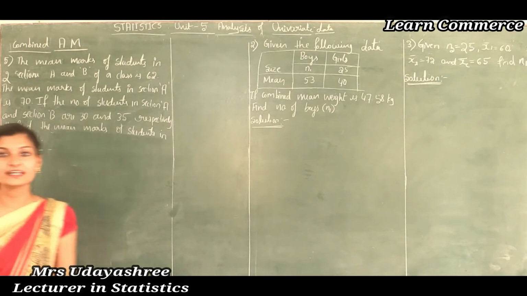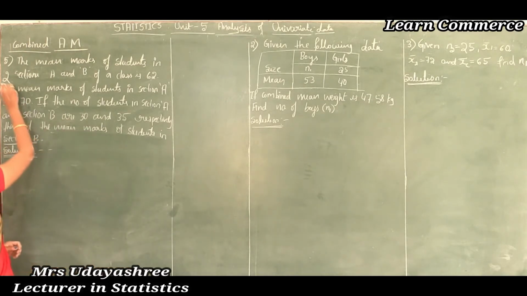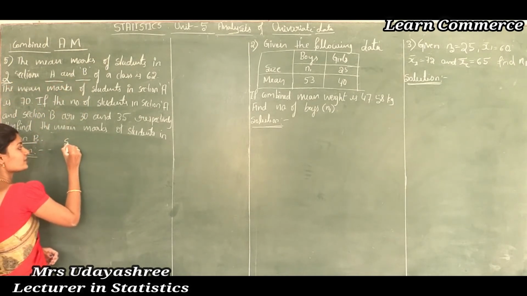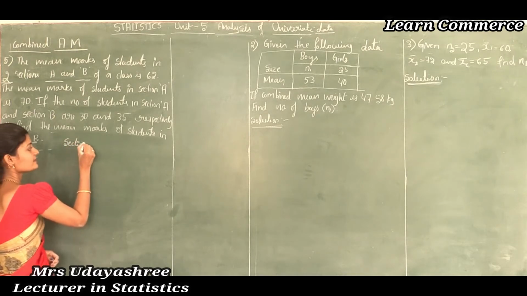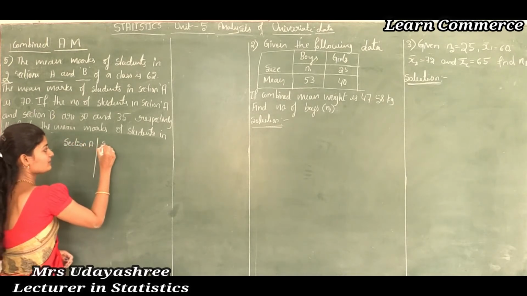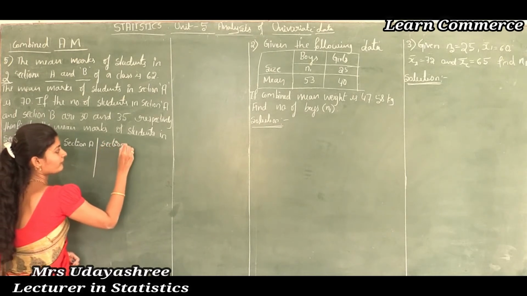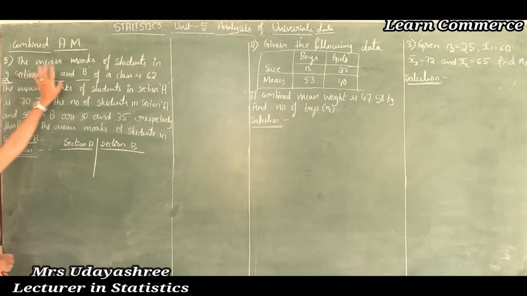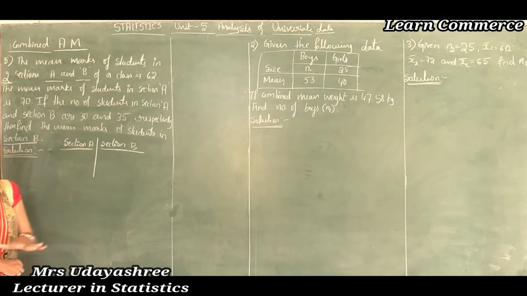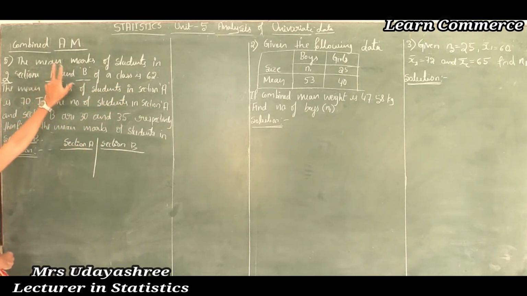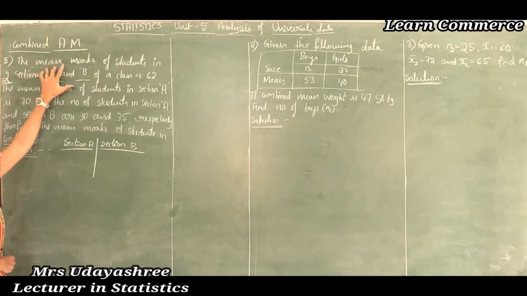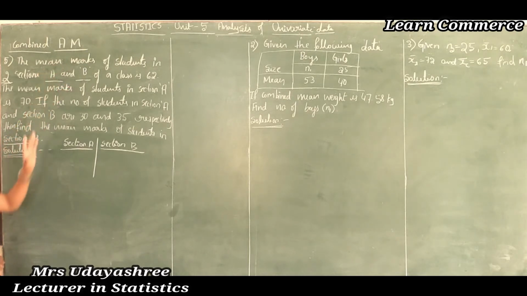See, in this problem two sections are given, that is section A and section B. Look at the question: the mean marks of students in two sections A and B of a class is 62. In the sense, here they have given the combined arithmetic mean, that is 62.